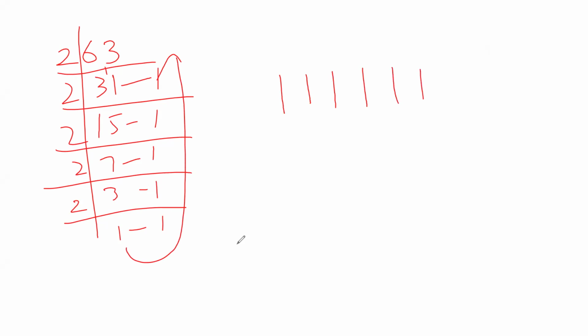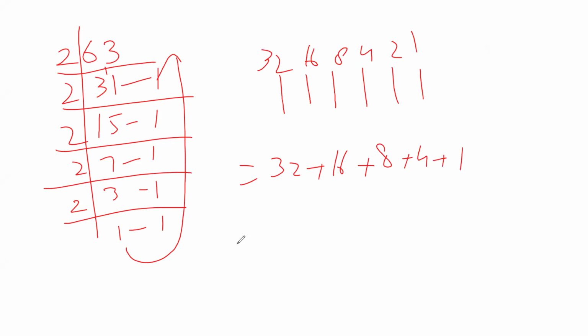Again, you can place powers: 1, 2, 4, 8, 16, 32. You will add the numbers: 32 plus 16 plus 8 plus 4 plus 2 plus 1. 48, 56, but it is coming out one short. Oh, 2 is missed. Plus two, right here. It is 63. Now it's okay.